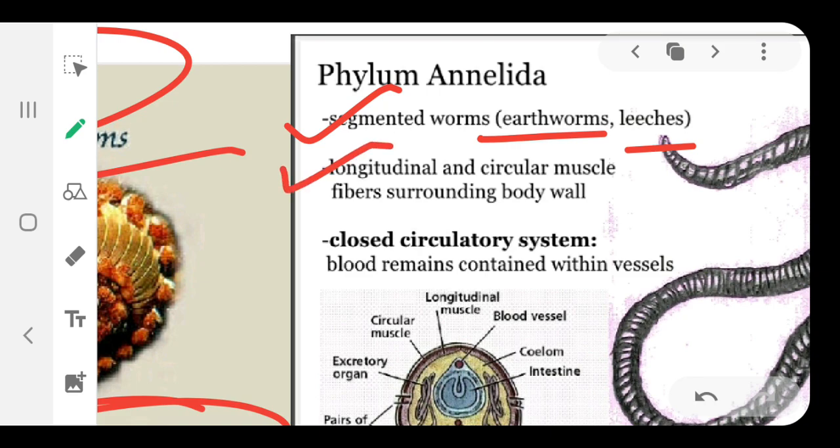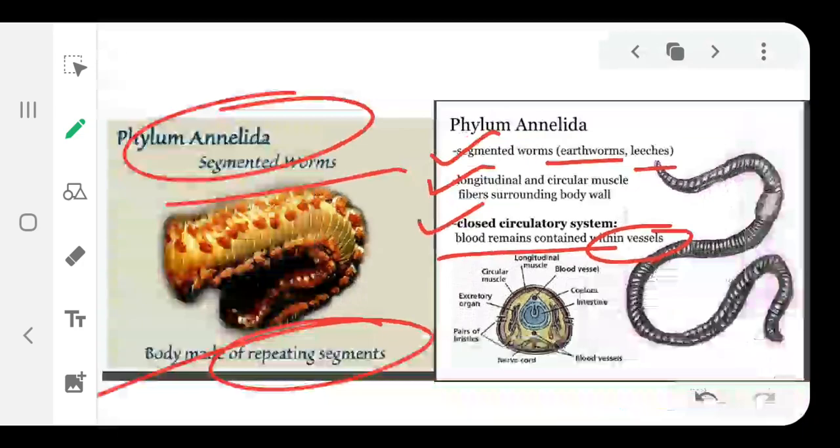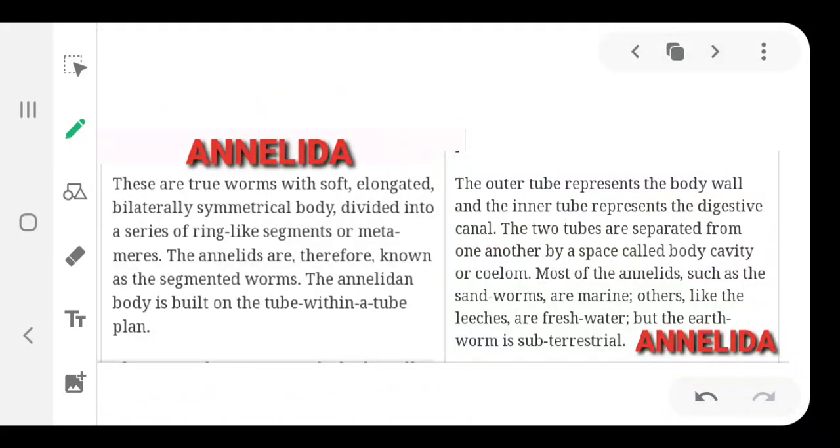Then they have longitudinal and circular muscle fibers surrounding the body wall. Underline the words longitudinal and circular muscles. Then here is a new term for you: they have a closed circulatory system. That means the blood remains contained within the vessels, so they have blood vessels in which the blood runs. These are some of the features of Annelida.